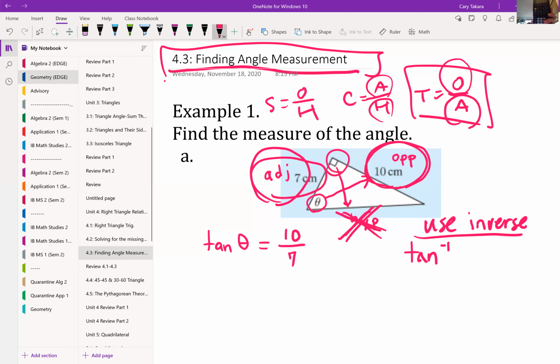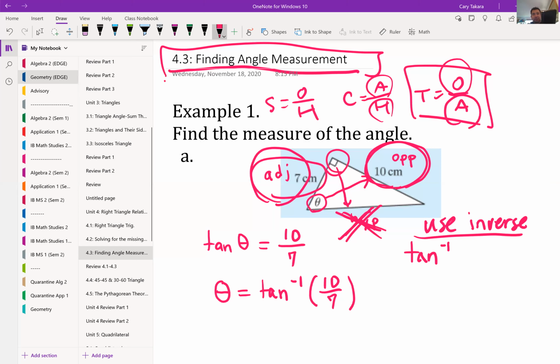Now, I'm going to take a look at your calculator. Let's see, where is the tangent? Do you see the tangent button? For mine, just above it, do you see tangent negative first power right there? To find the angle measurement, you're not going to cross multiply, but we're going to reverse the process: inverse tangent of 10 over 7. And that will give you the angle measurement.